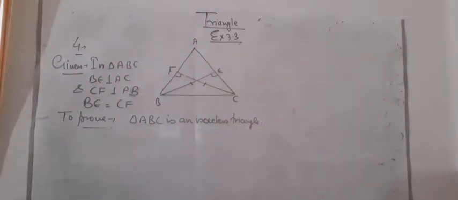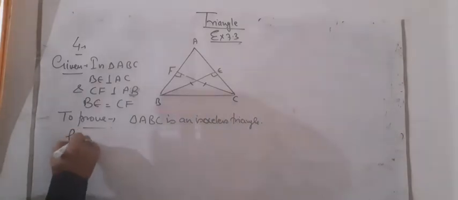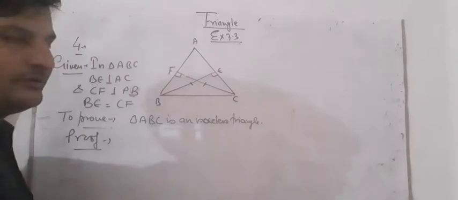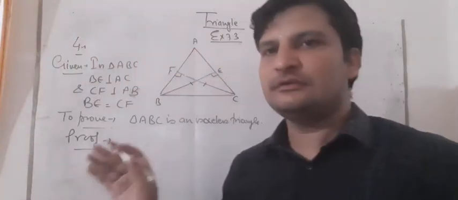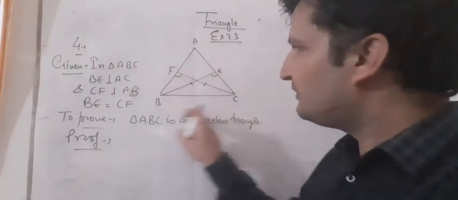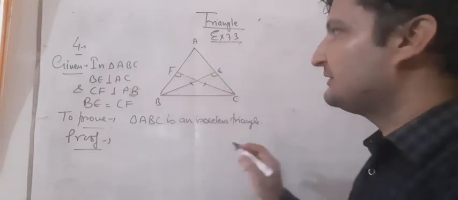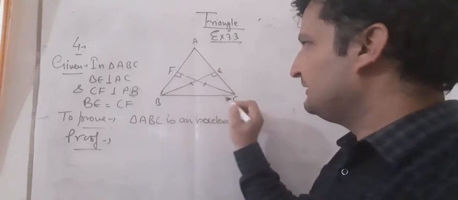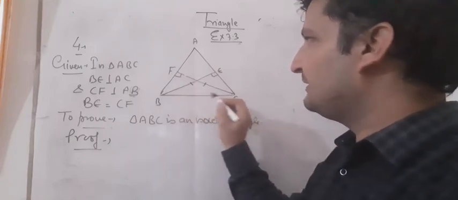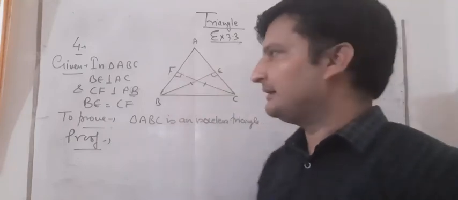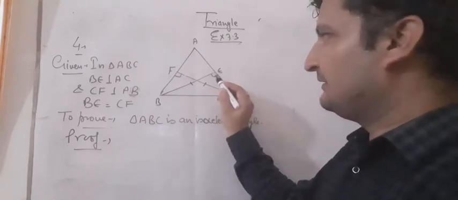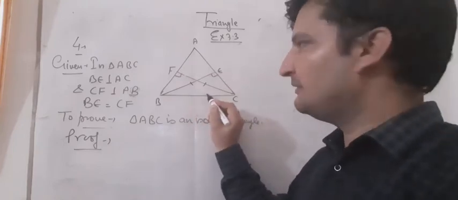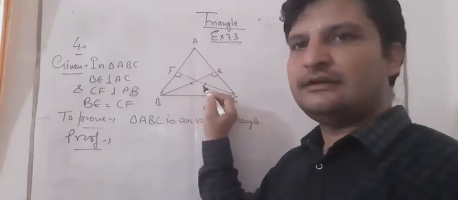So we will start with the proof. How can we prove it? We have to use RHS congruency here, and we have to prove that ABC is an isosceles triangle. If we take this triangle CBF and that one CBE, what do we get? Right angle. This is the hypotenuse. The hypotenuse will be common, and this side is equal to this side.